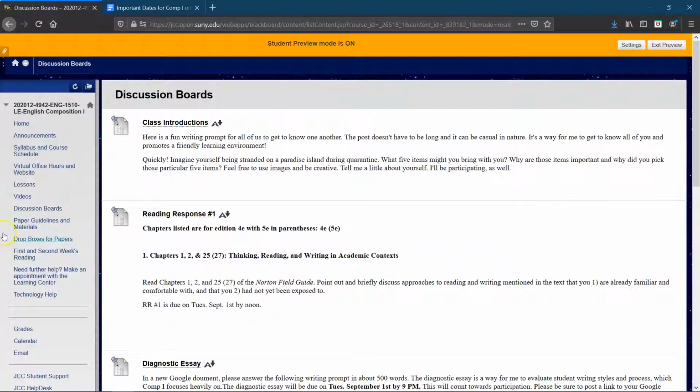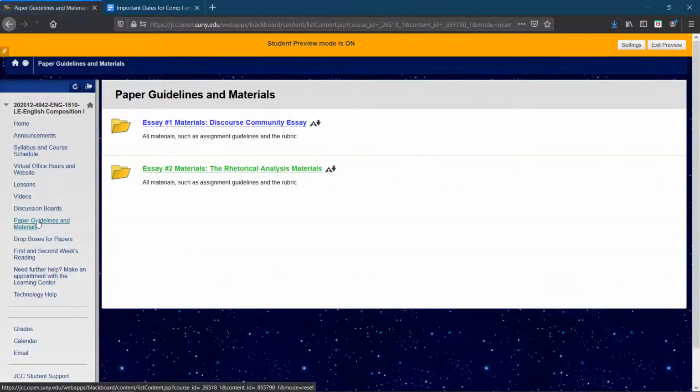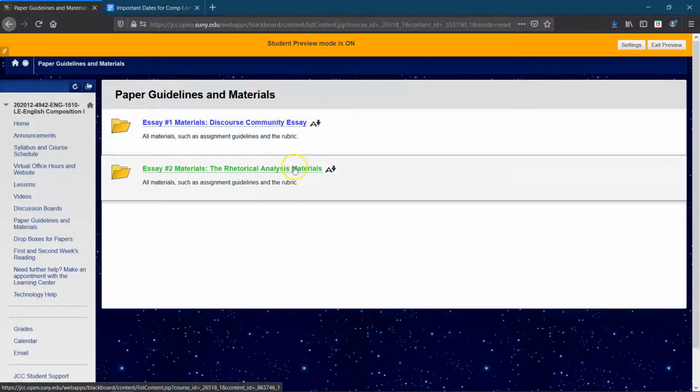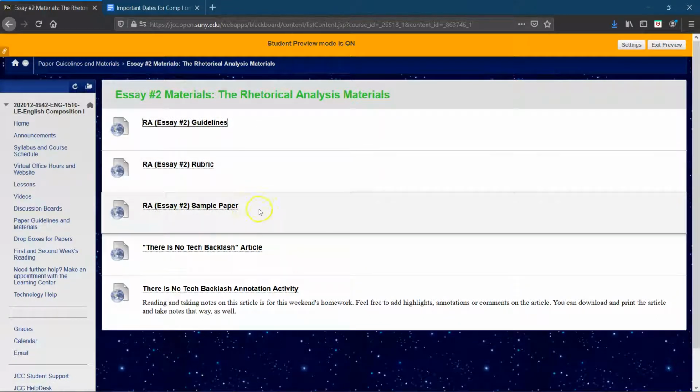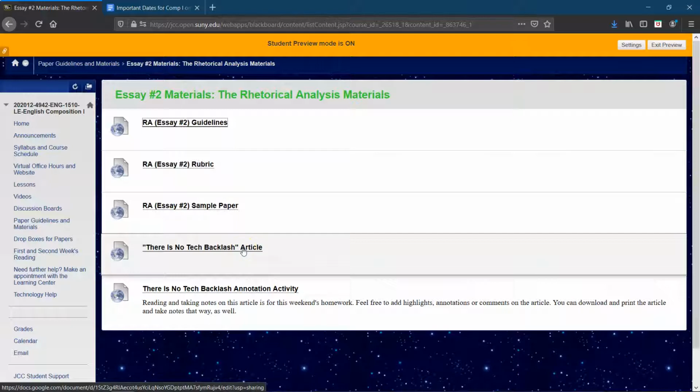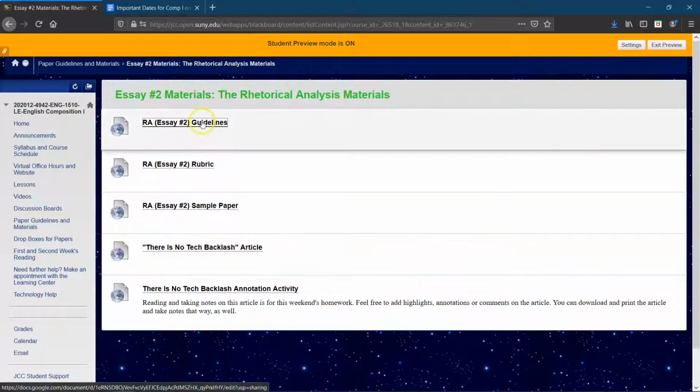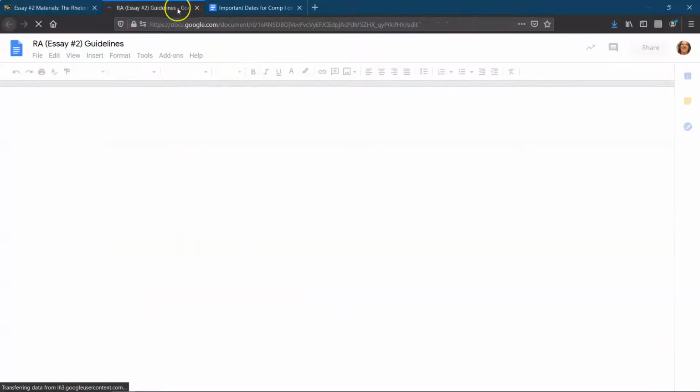So anyway, I would like to get into the second paper. And I have uploaded the essay number 2 materials, and the second paper is a rhetorical analysis, or what we like to refer to it as the RA for short. So then you go into, I have the guidelines, the rubric, the sample paper, and we're also going to be analyzing an article. So that is the main goal of the second paper, is analyzing an article from the New York Times that I actually chose. And we analyze it rhetorically. But let's just start with the guidelines first.